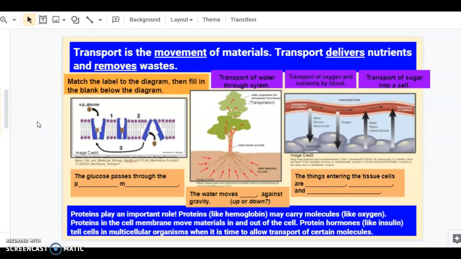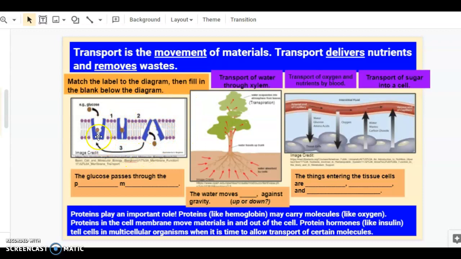Now let's look at transport. Transport and digestion go together. Transport is the movement of materials. Once they're broken down, they have to move to where they're needed. Transport delivers nutrients, things that are needed, and removes wastes, things that are toxic.